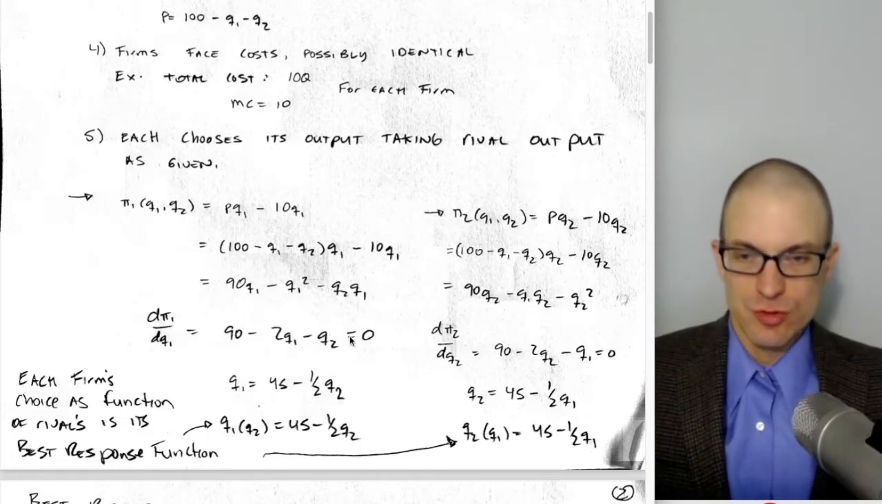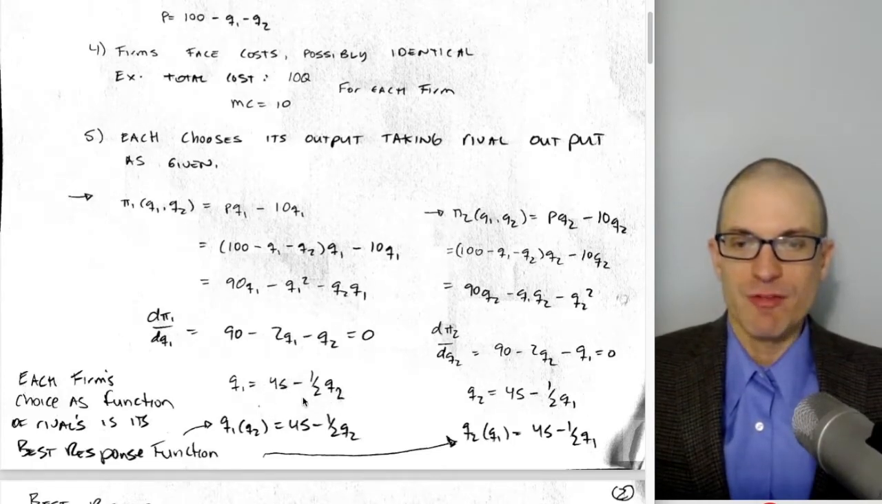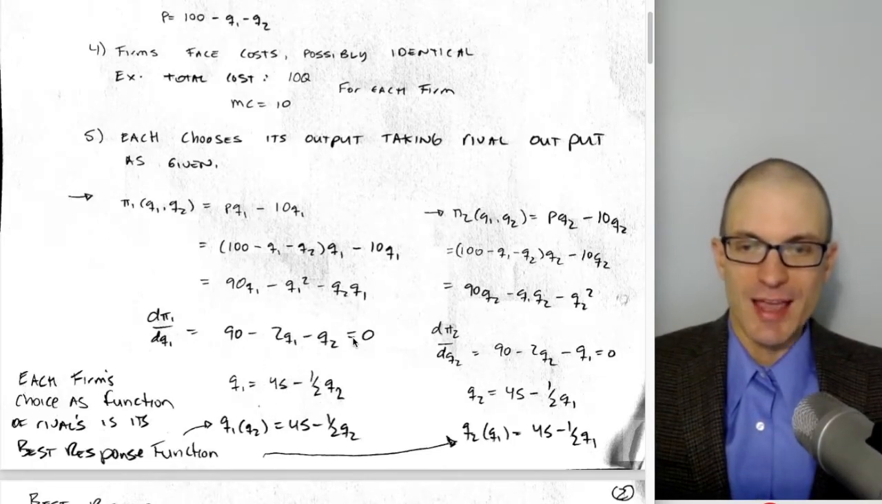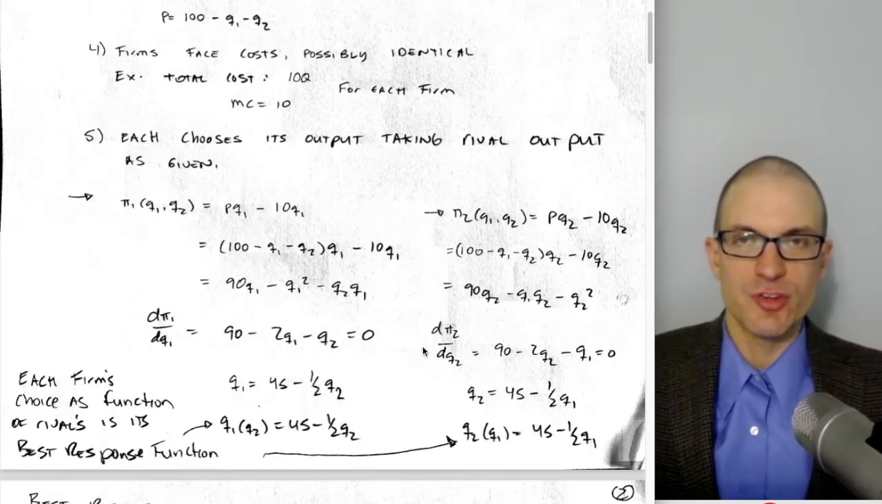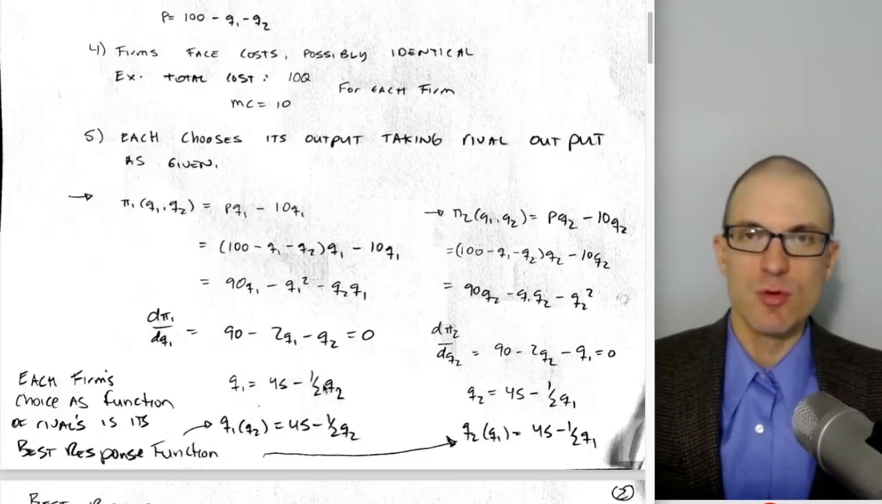I always like cleaning up the fraction, and so making this 45 minus 1 half q2 rather than writing it as 90 minus q2, all of that over 2. And the reason why is when we solve the system of equations, it solves some of the issues where you might forget to multiply or distribute the 2 by everything when you're taking it out of the denominator.